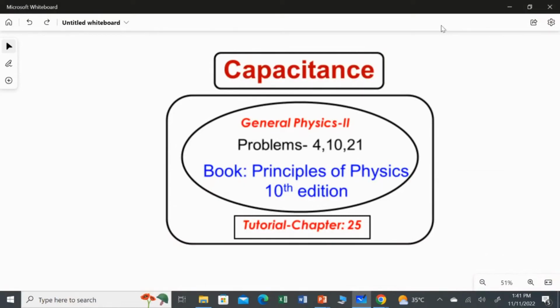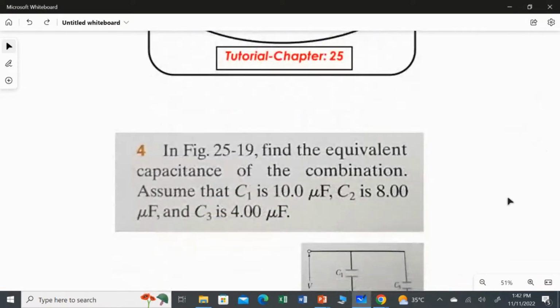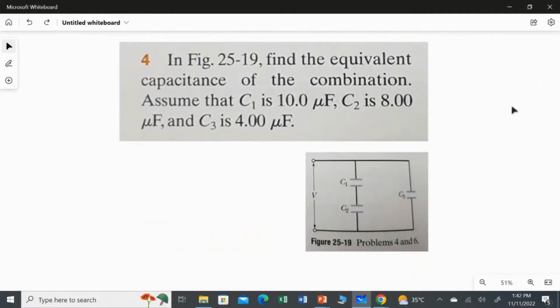In this video, I am going to solve three problems from chapter 25, Capacitance, from the book Principles of Physics, 10th edition. First question. In the figure, find the equivalent capacitance of the combination. So you have to see this figure.